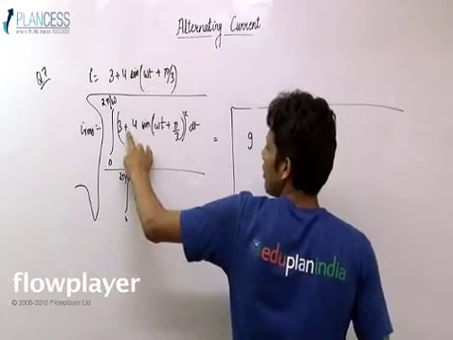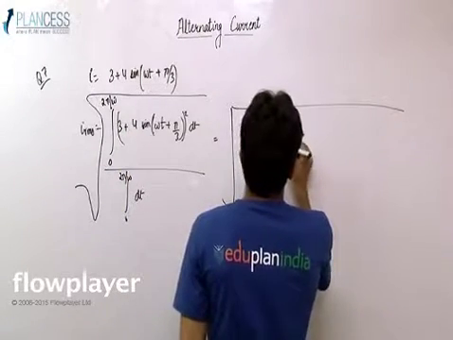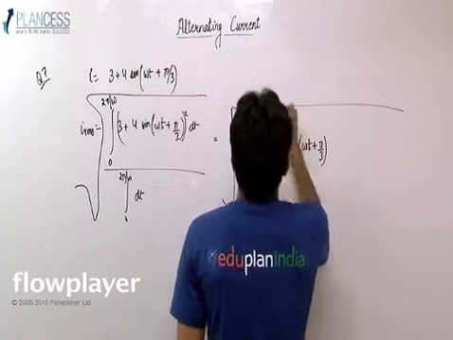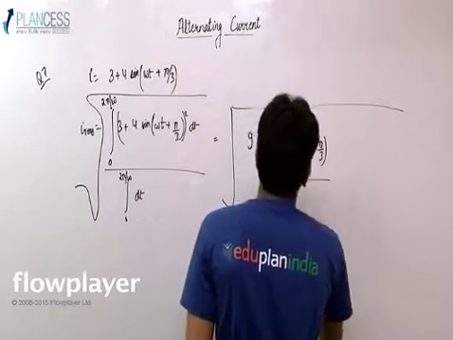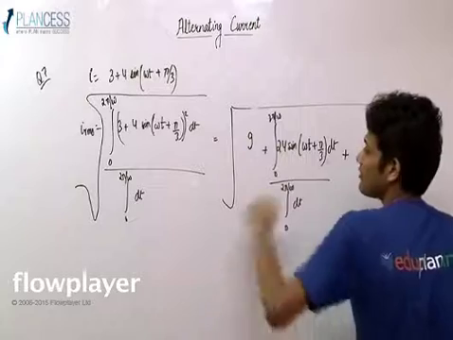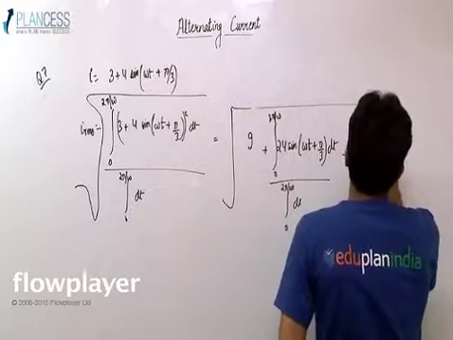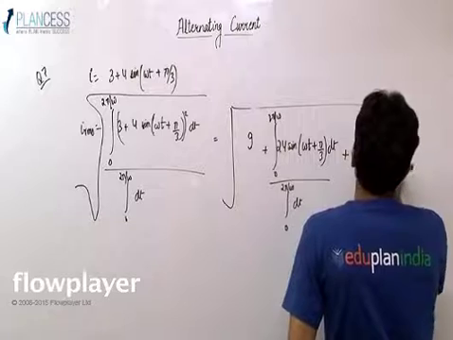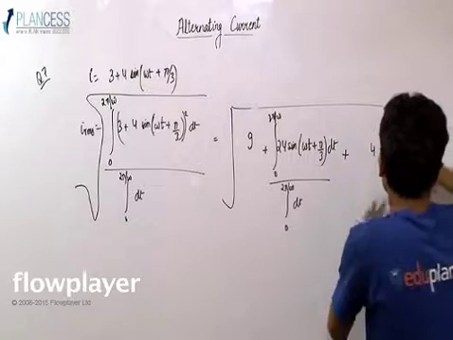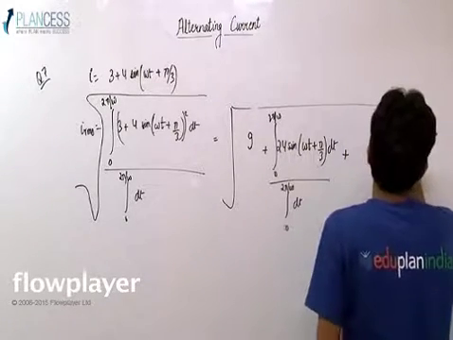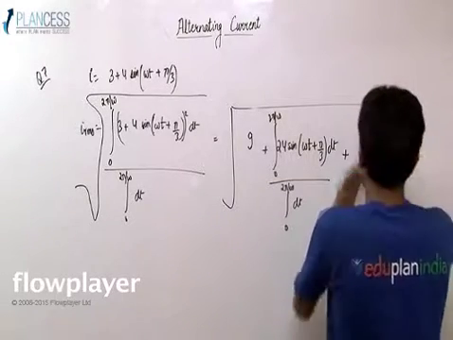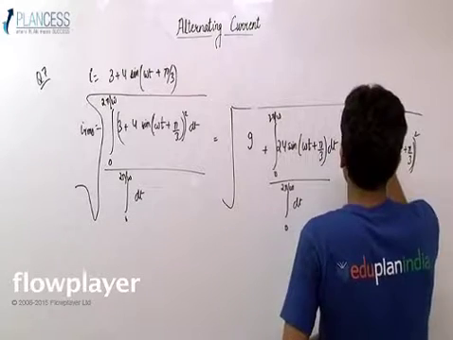a 24 sine omega t plus pi by 3, whose integral has to be taken from 0 to 2 pi by omega upon the integral of dt, and plus you will have a 16 sine squared term.